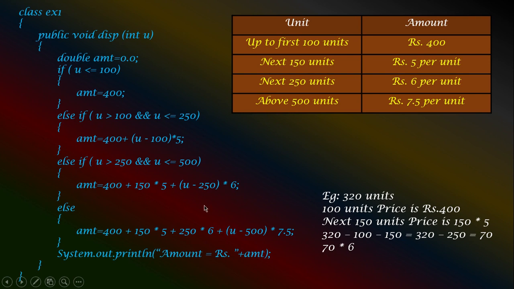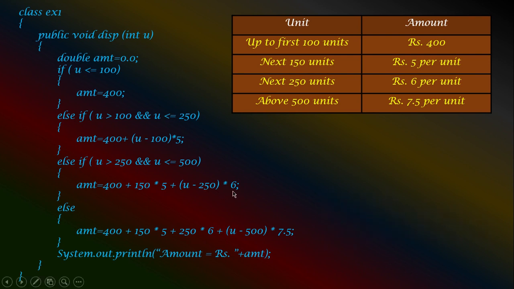So that is what I have done here. First 100 units 400 rupees, next 150 units 5 per unit, and whichever units cross my 250 mark will be priced at 6 per unit. Okay. So after that, what it is told, if it crosses my 500 mark, then those crossed units will be charged at rupees 7.5. So accordingly we have done here.